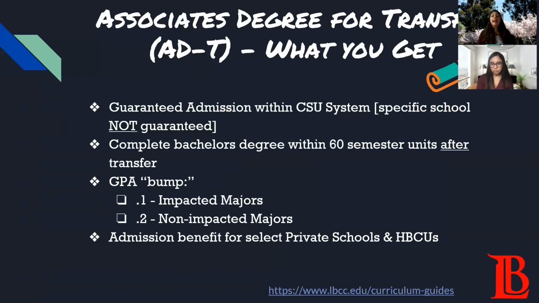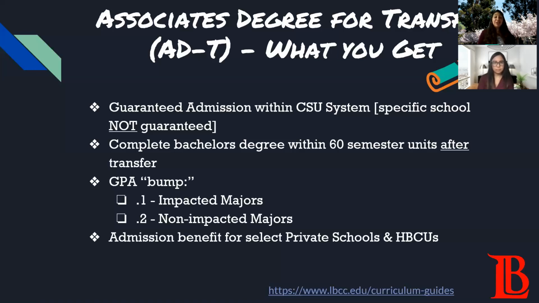Also, if you apply with an ADT to a CSU school, they guarantee that you will receive your bachelor's degree within 60 semester units. Sometimes students are like, I was at the 4-year for 70, 80, 90 units until I received my degree. But if you apply with an ADT, they are guaranteeing that you will receive your degree within 60 semester units after you transfer over.